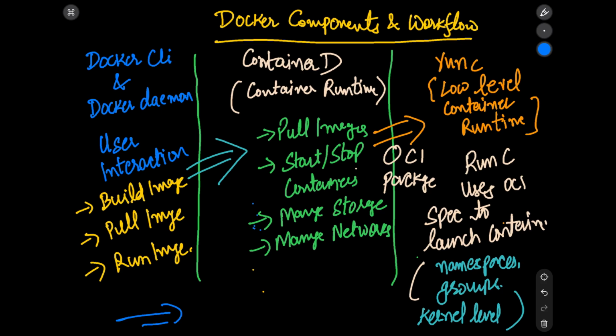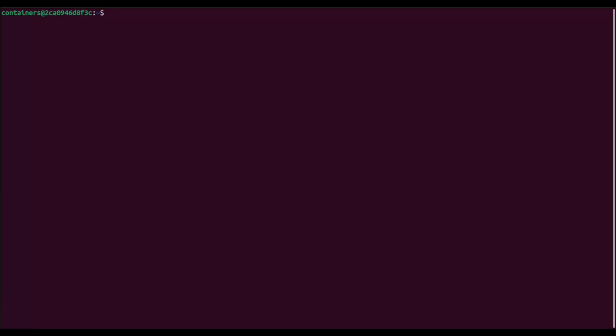Then the container will be started. So this is the flow of information from the Docker CLI to Containerd to runc.